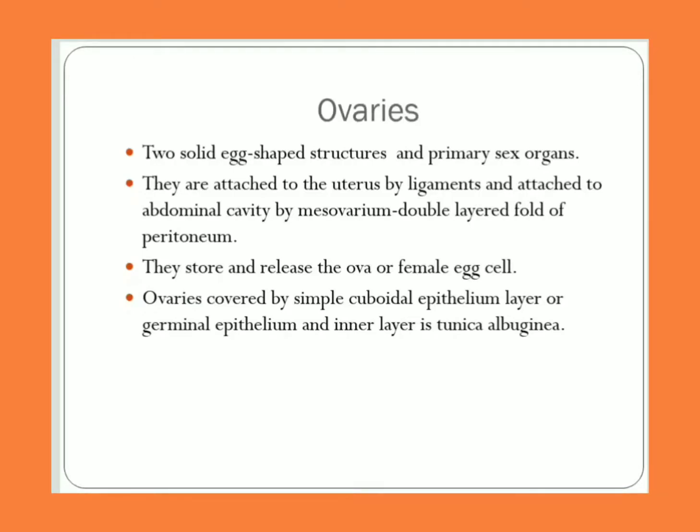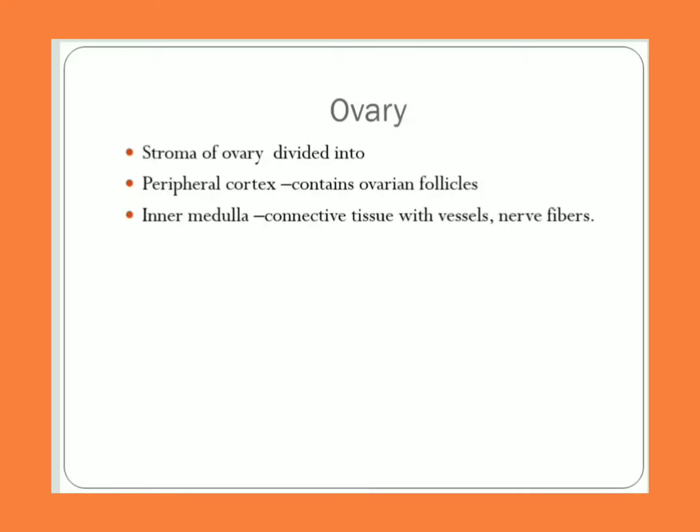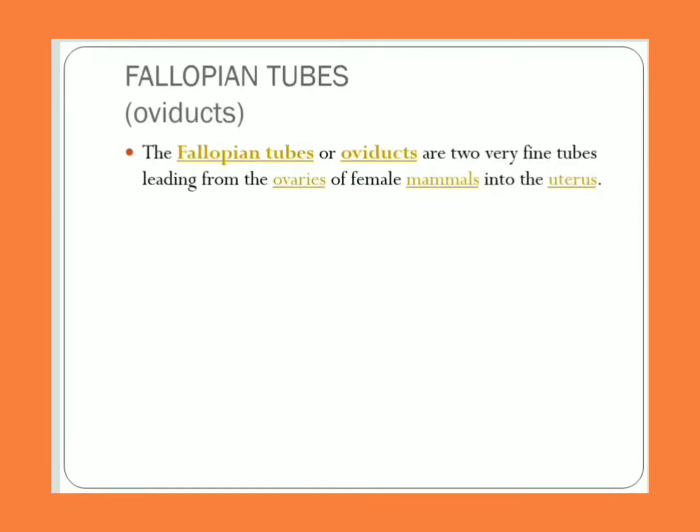Ovaries are covered by a simple cuboidal epithelial layer or the germinal layer, and the inner layer is the tunica albuginea. So the inner side contains the stroma cells. The stroma of the ovary is divided into the peripheral cortex, which contains the ovarian follicles, and the inner medulla, which contains the connective tissue with the blood vessels. Nerve fibers are present in the medulla region. So these are present inside the ovary.